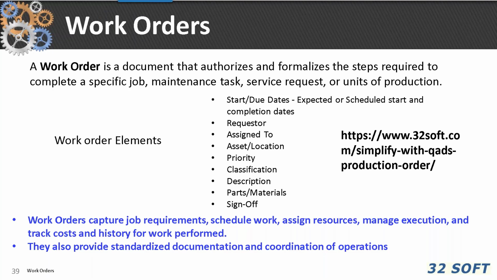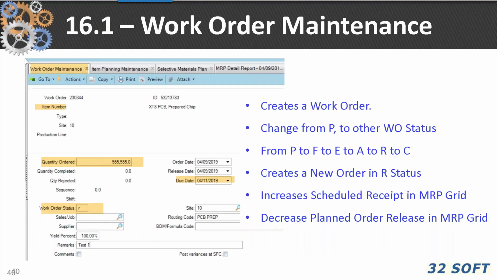In QAD, we create work orders in 16.1. 16.1 creates the new scheduled order in our status. Work orders can change status from P to F to E to A to R to C to denote how MRP should include those work orders in its netting calculation.